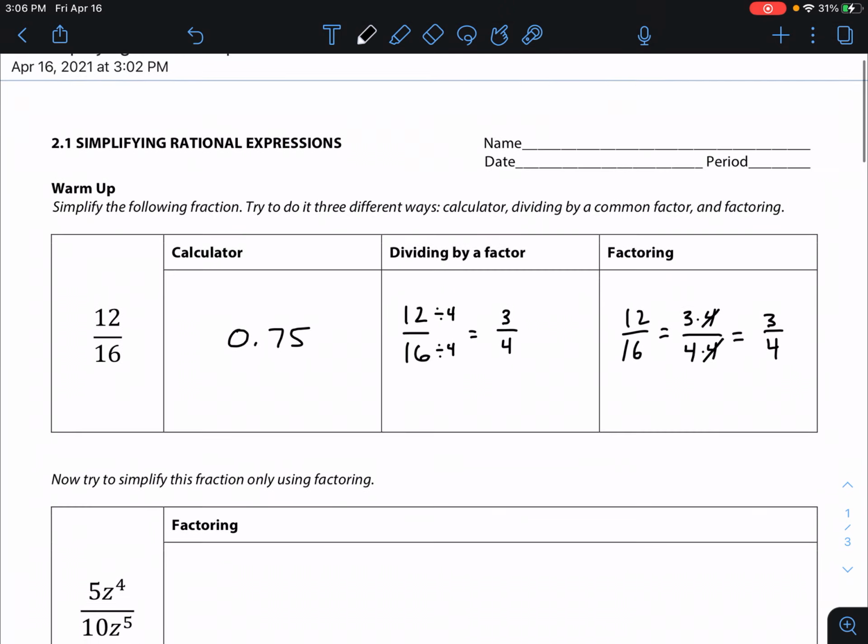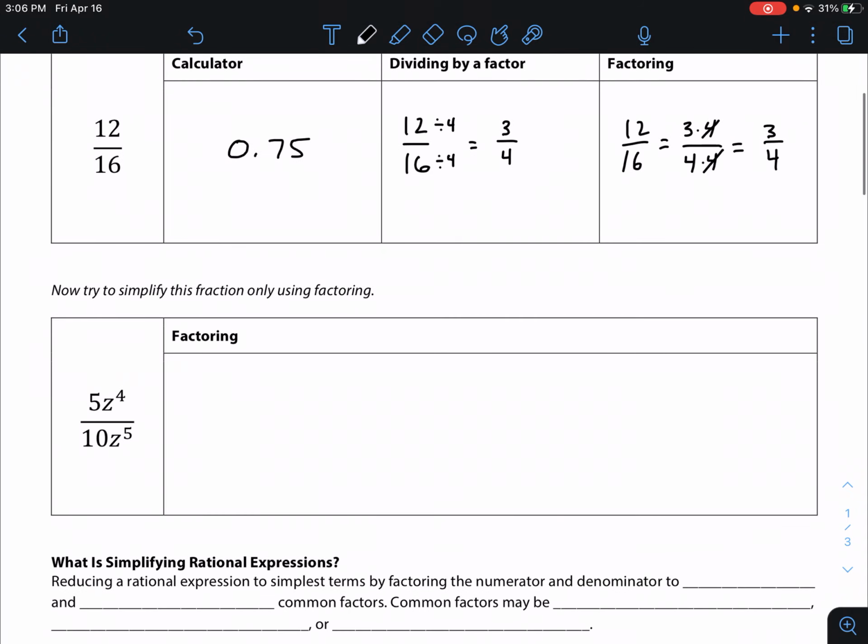All right, so these 3 different ways that we can simplify a fraction like that, we can also apply to an expression that has numbers and variables in it, but we can't use a calculator because we can't do variables on the calculator. And dividing by a factor isn't always going to work because, well, it'll work for the numbers, but it won't necessarily work for the variables. So the way we're going to do this is we are going to factor this expression to simplify it. So what I mean is we're just going to do exactly what we did in that last box for the numbers, and then we'll simplify the variables a little differently.